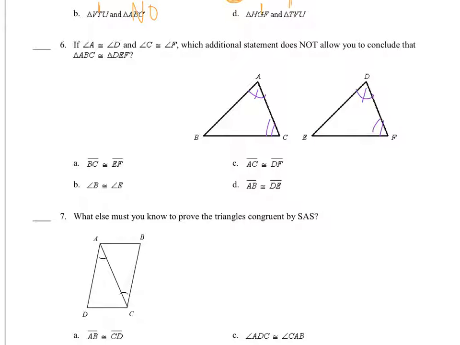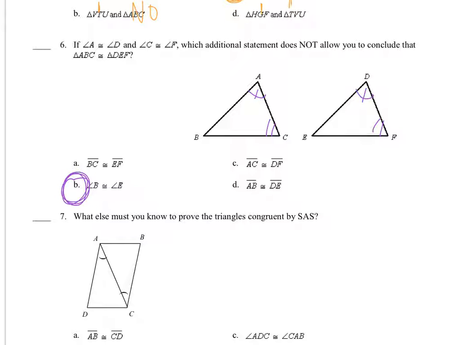If that were true, then I would have an angle, angle, side. That means it would allow me, because angle, angle, side is a way to prove that two triangles are congruent. For B, I would have angle B and angle E. That means all three angles are congruent. We do not have a shortcut for all three angles, so that would not let me.